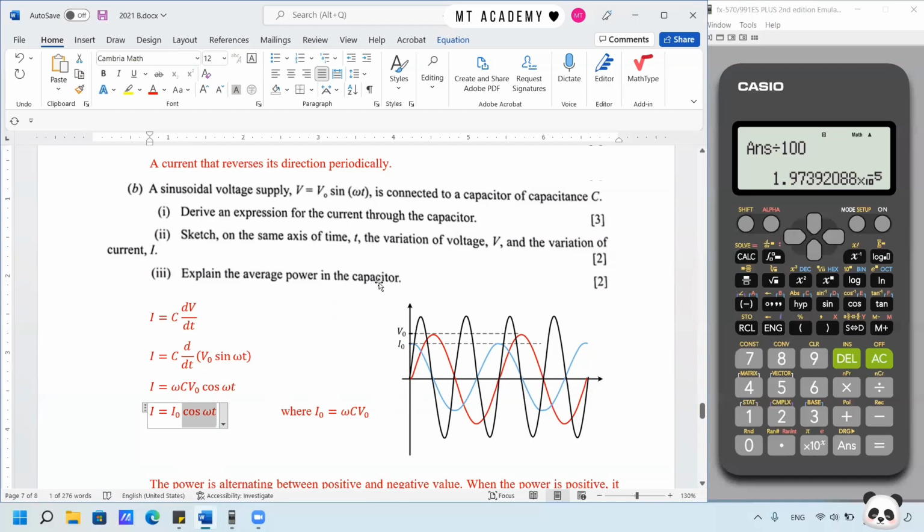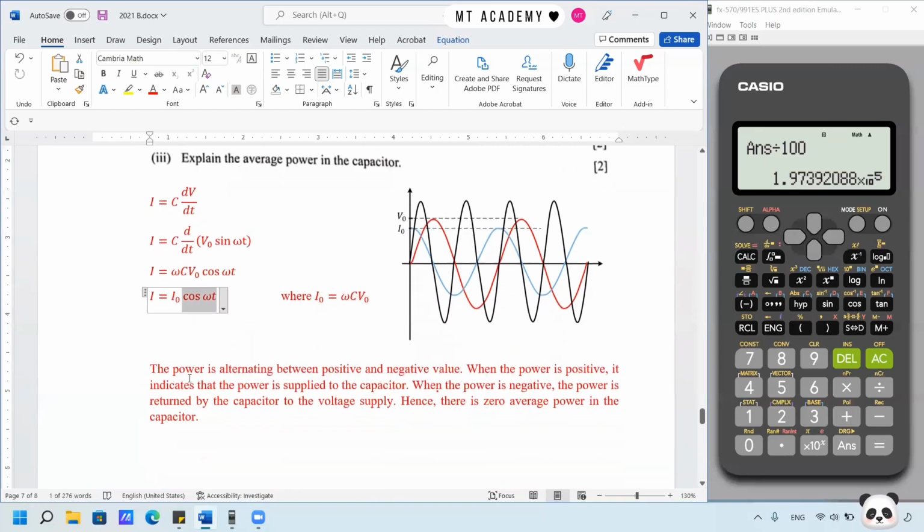Power is equal to VI, and we have learned that power alternates between positive and negative values. So to explain the average power, we need to state that the power is changing between positive and negative values. Positive means the power is applied to the capacitor, and when the power is negative, it is in the reverse way: the energy is returned by the capacitor to the voltage supply. So in the end, the average power is equal to 0, which means there is no power dissipation across the capacitor. This also applies the same to the inductor.